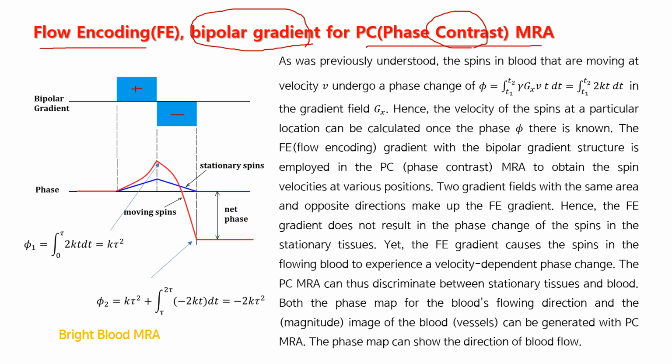As was previously discussed, the spins in blood that are moving at the velocity v undergo a phase change in the gradient field Gx. Hence, the velocity of the spins at the particular location can be calculated once the phase φ there is determined. So, if we determine the phase at the specific position, then we can calculate the velocity of the flowing blood at that site.